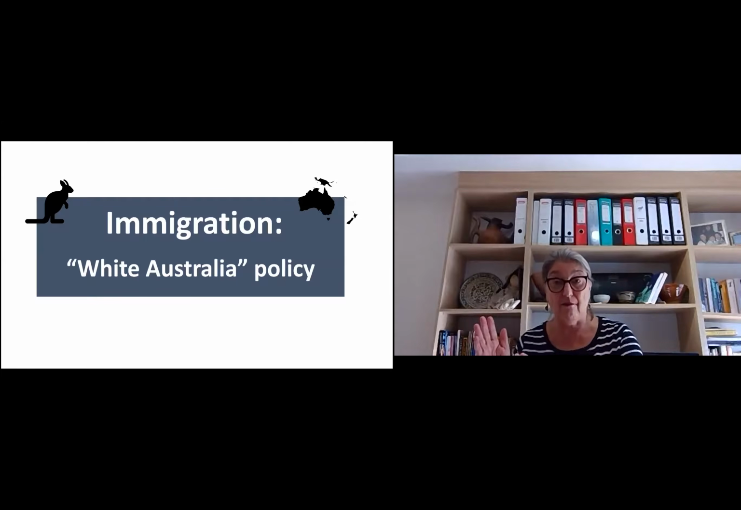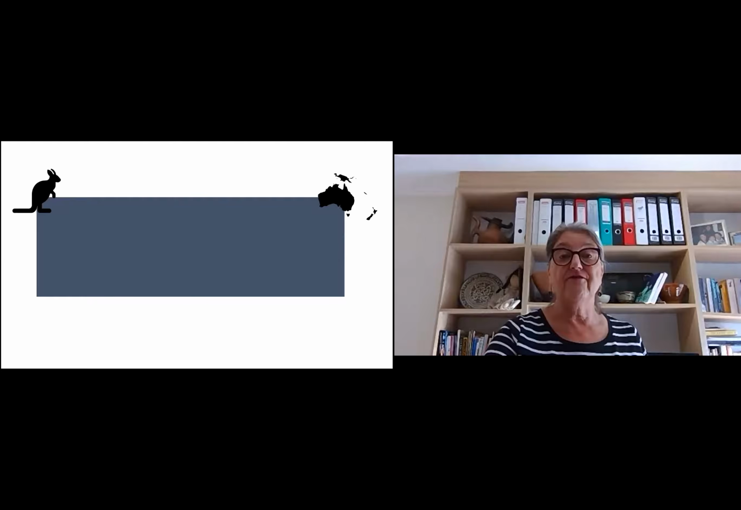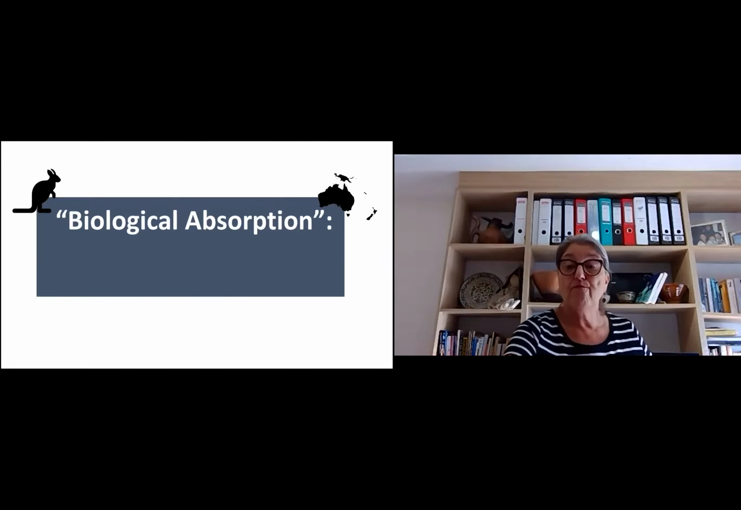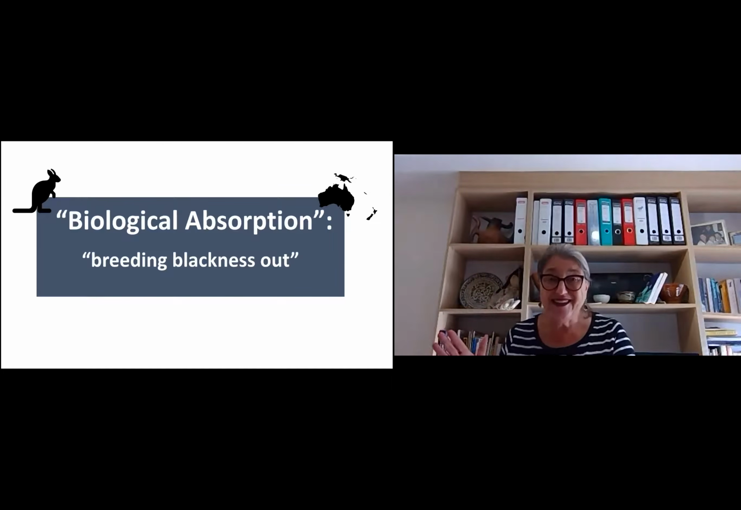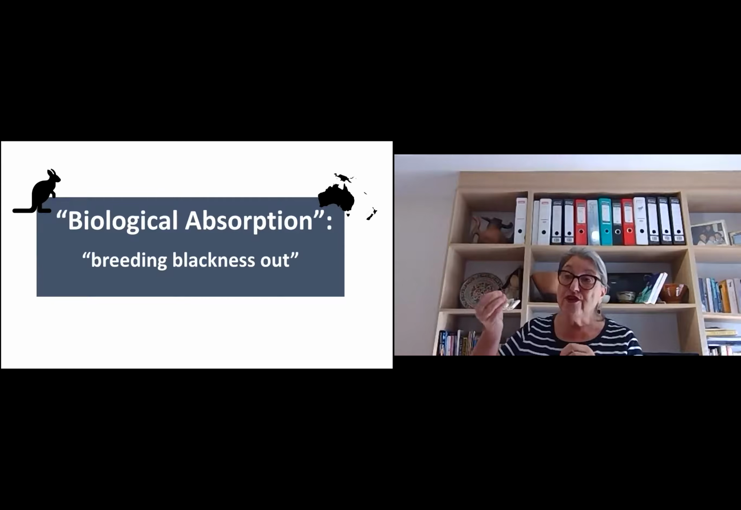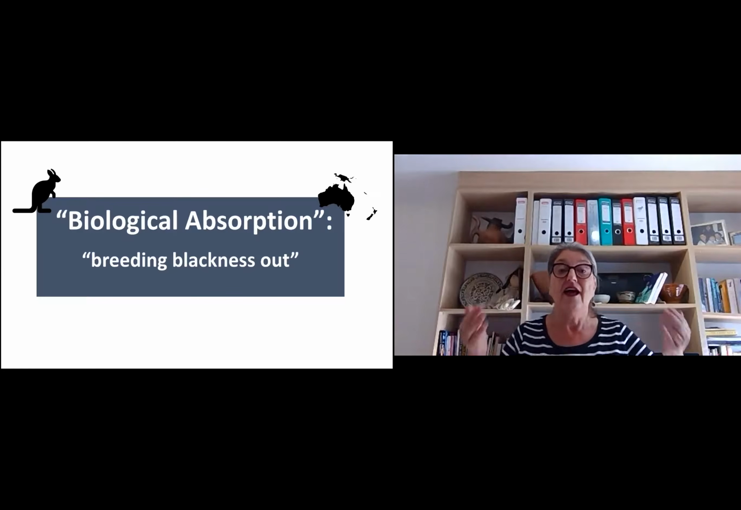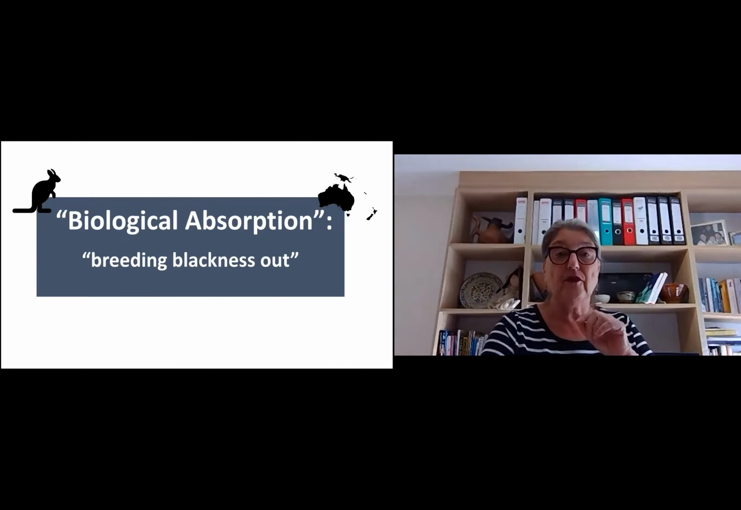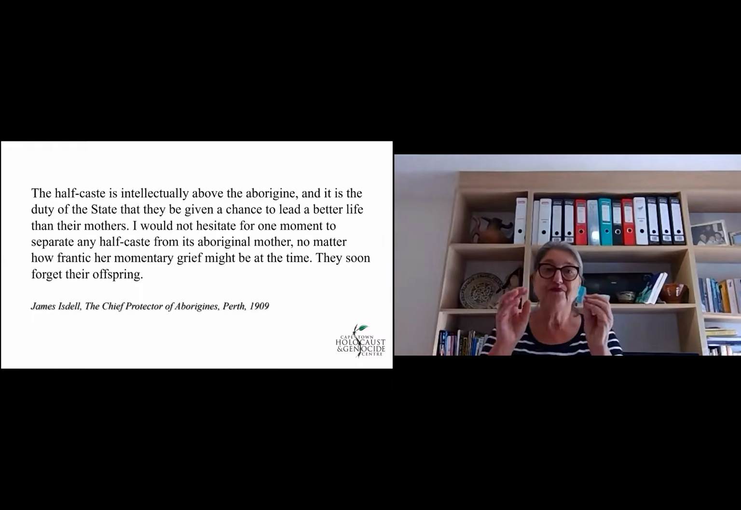What was the other arm? Well, the other arm, grade 11, was that they wanted to absorb Black people into the white population through breeding out Blackness. So the idea is, if you breed Black people with white people, eventually Black people will turn white. And let's have a look at how they saw this happening.